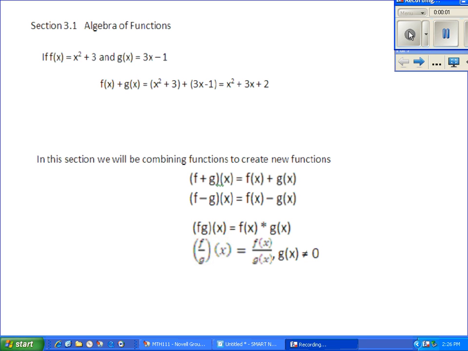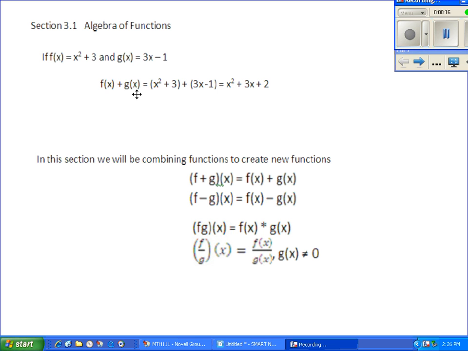Section 3.1 is about the algebra of functions. Mostly this is just notation. Mathematically, we're not doing anything very challenging. Just to get started, take a look at a function. f of x is x squared plus 3 and g of x is 3x subtract 1.